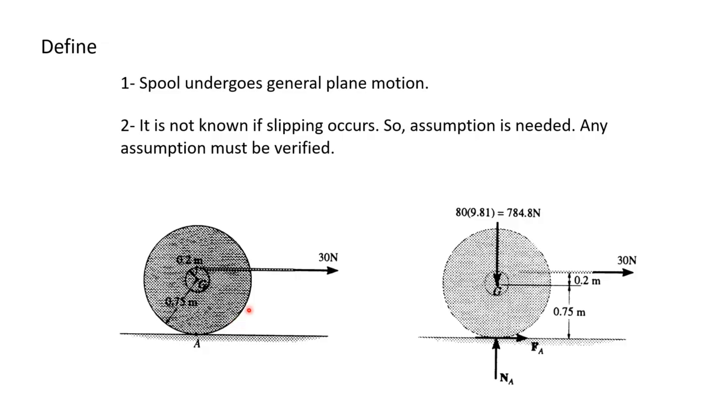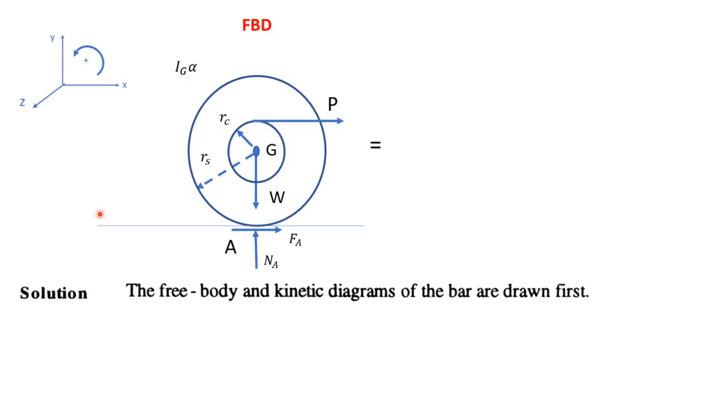So go first for the definition. This spool undergoes a general plane motion, and it is not known if the slipping occurs or not, so the assumption is going to be needed, and any assumption must be verified. So we go to the free body diagram. As I told you, I always like to simplify them. Sorry, this one shouldn't be here. So this should be removed, going only on the kinetic diagram.